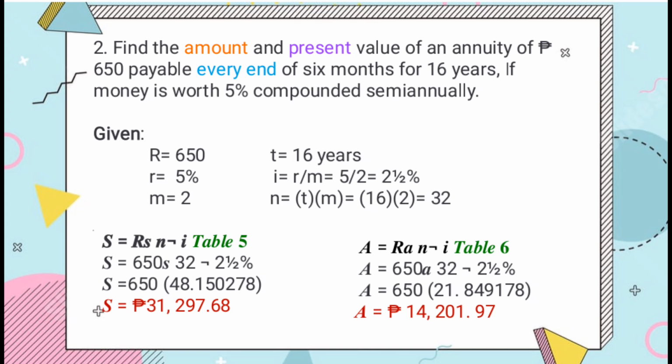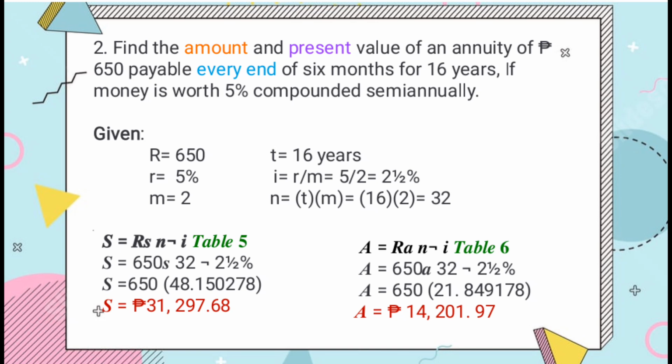After you complete that, you look for the value of N and I in table 5, because you are looking for the amount. The table of values is provided by your teacher or instructor. And then the value for that N and I is 48.150278. Once you find the value, multiply it by R, which is 650. So, your amount is now 31,297.68 pesos. Always use 2 decimal places, and don't forget to round off.